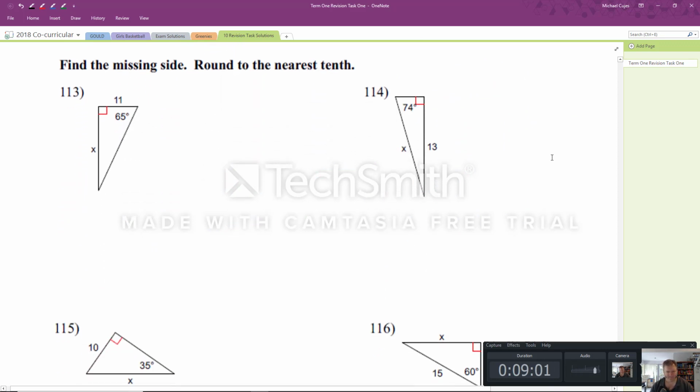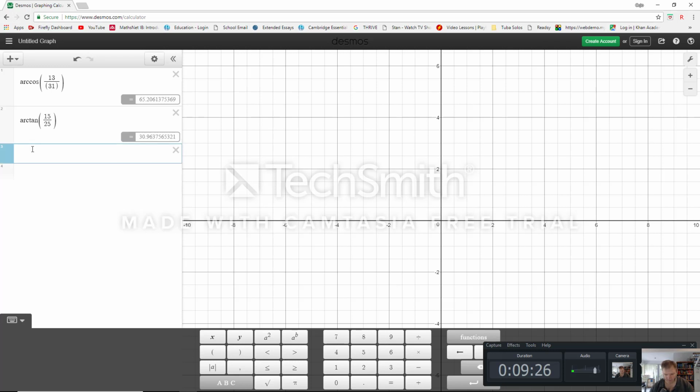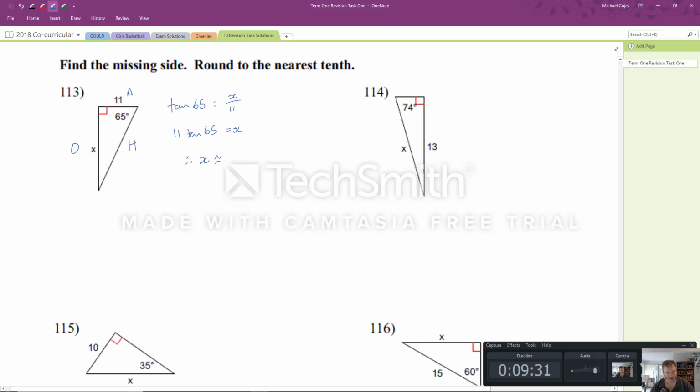Find the missing sides. Let's go through the procedure again. Label hypotenuse, opposite, adjacent. Okay, I know the adjacent, looking for the opposite, so that's tan. The tan of 65 is going to equal x/11, so 11 tan 65 is equal to x. And it's just a matter of typing it in, isn't it? 23.59. X is approximately 23.59 units. I wasn't given any sort of indication of what units they were using, so that'll be fine.